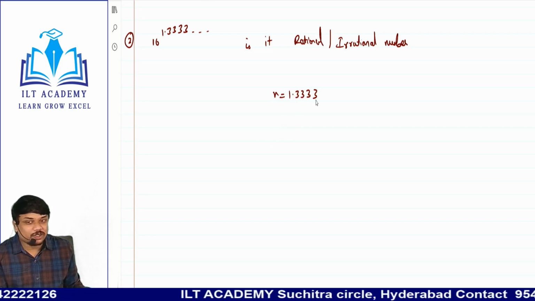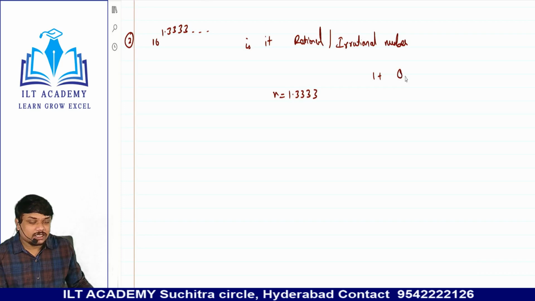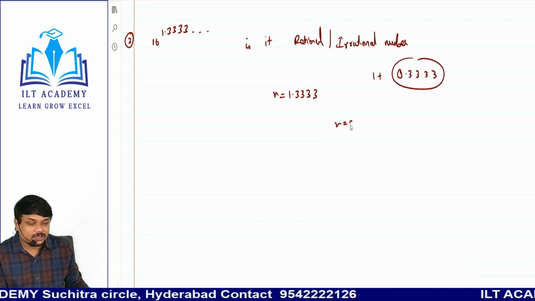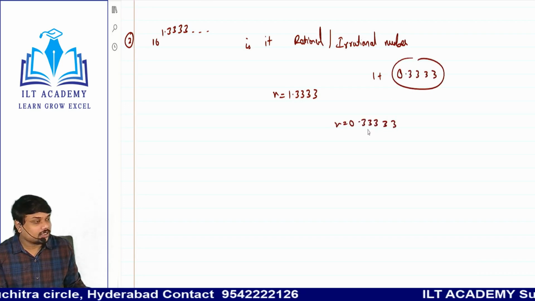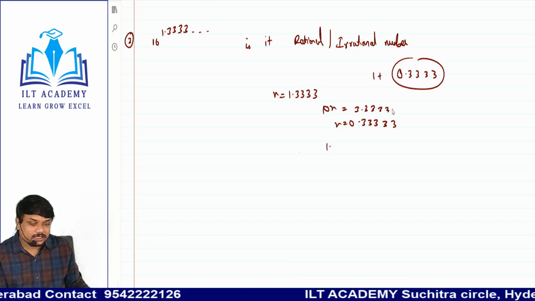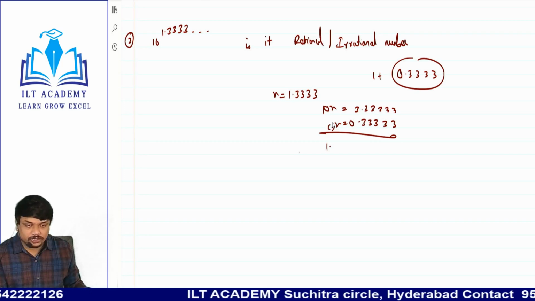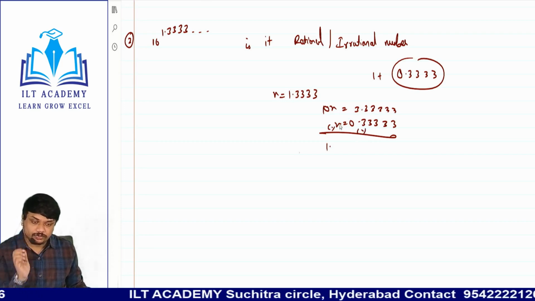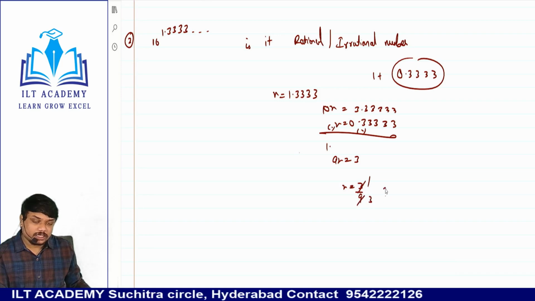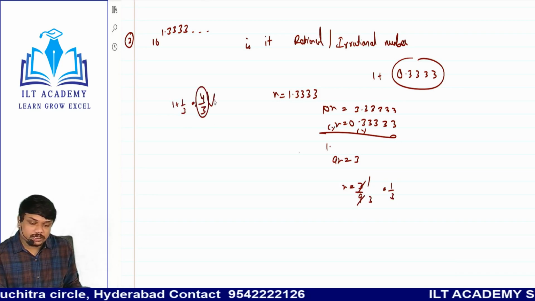अब देखो x is equal to 1.3333, right? So this can be written as 1 plus 0.333333, right? So this is nothing but what? x is equal to 0.333333 and 10x is equal to 3.33333333. So when you subtract, this you will be getting what? 9x is equal to 3, x is equal to 3 by 9, which is 1 by 3. So this is nothing but 1 plus 1 by 3, which is 4 by 3.